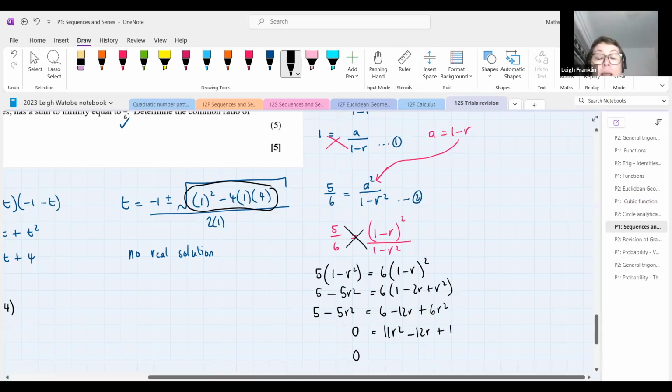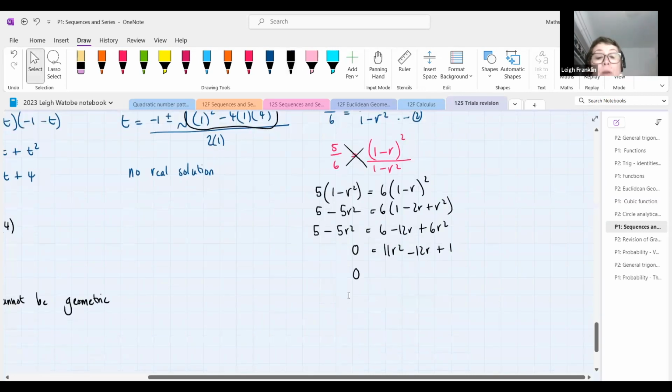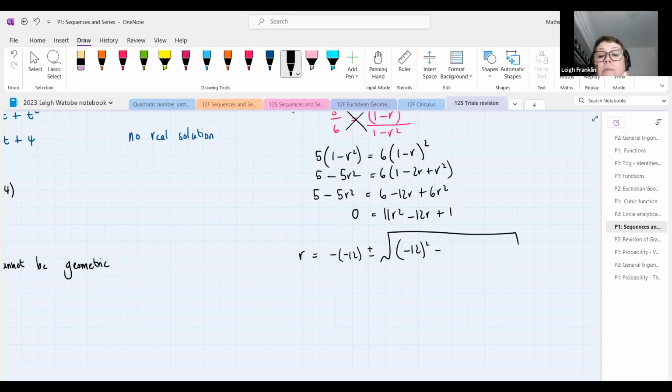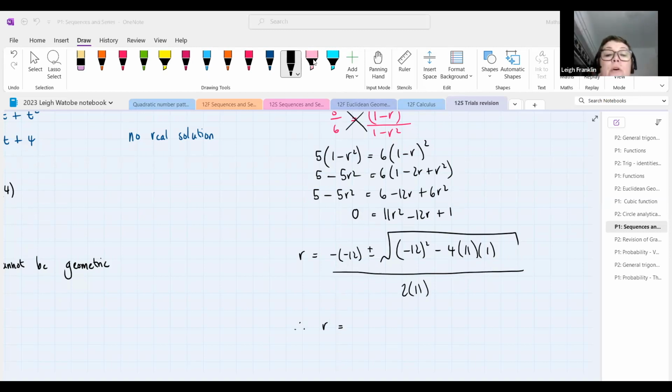All right. And now, again, you can use the quadratic formula if you want to. You don't have to factorize here if you don't like factorizing. So you'd end up with r is equal to negative 12 plus or minus the square root of b squared minus 4ac, all over 2a. Okay, and 2 solutions for r. You've seen your mistake. Okay.